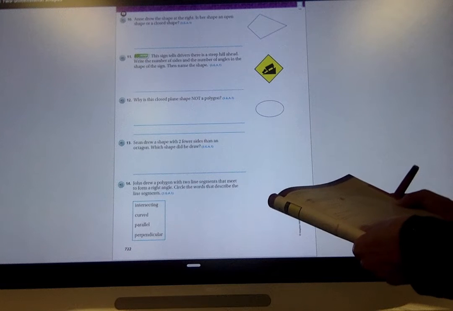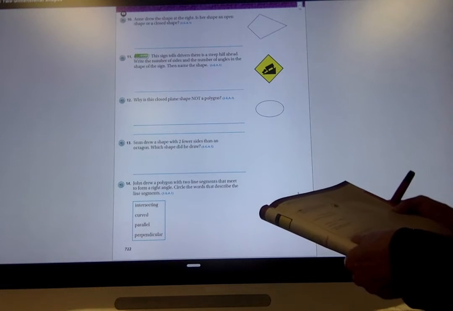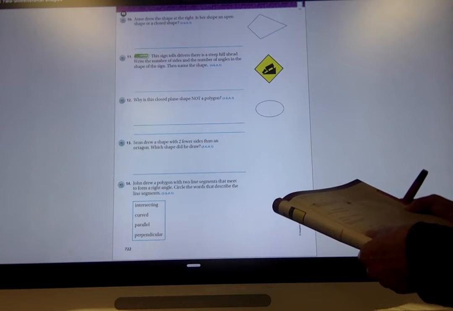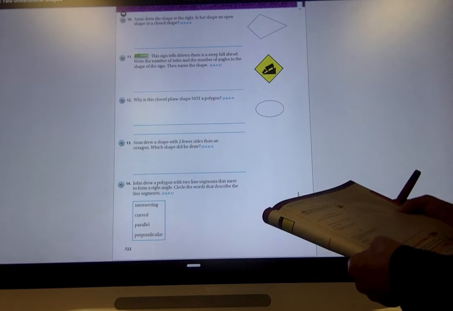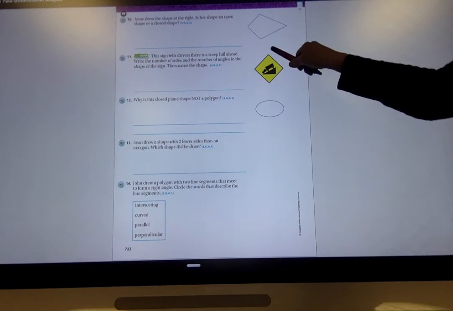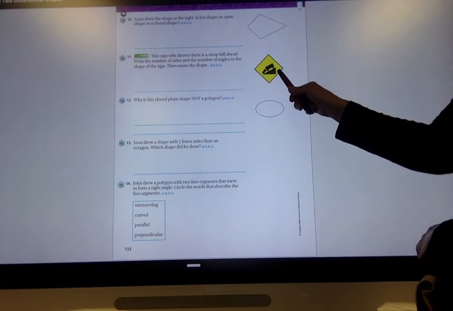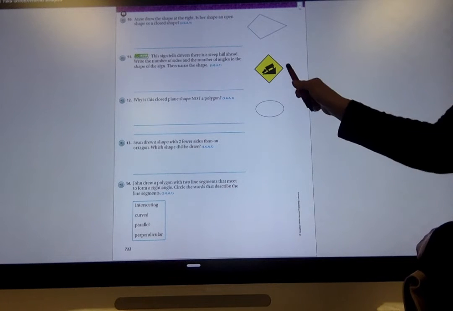Number 11. This sign tells drivers there is a steep hill ahead. Write the number of sides and the number of angles in the shape of the sign. So we're talking about the sign itself. And then give its name. It's some kind of a polygon.